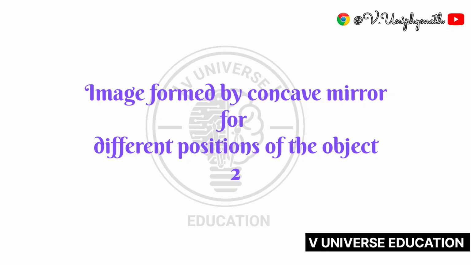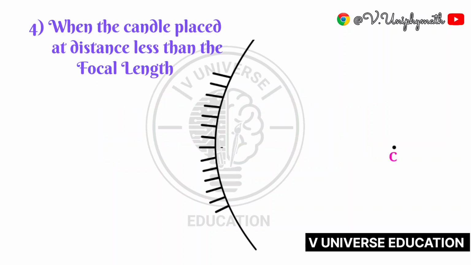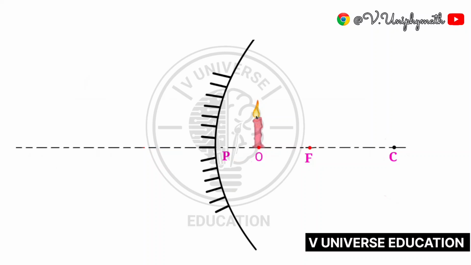Image formed by concave mirror for different positions of the object. When the candle object, marked as O, is placed at a distance less than the focal length of a concave mirror, we begin by tracing the path of light rays from the tip of the candle.